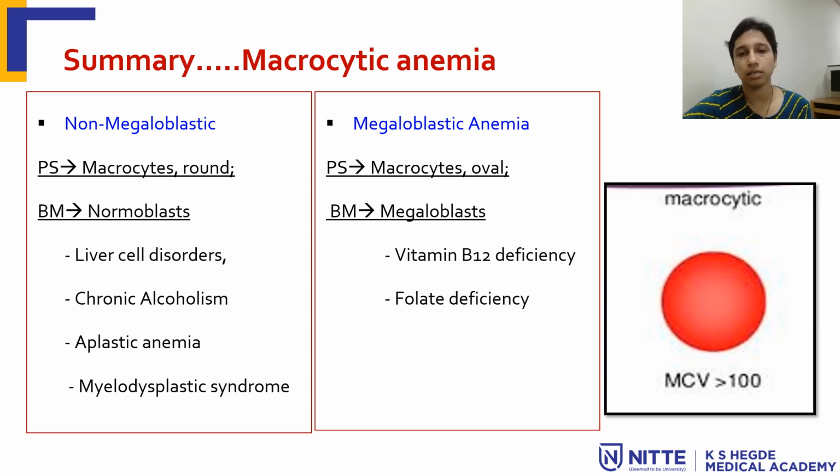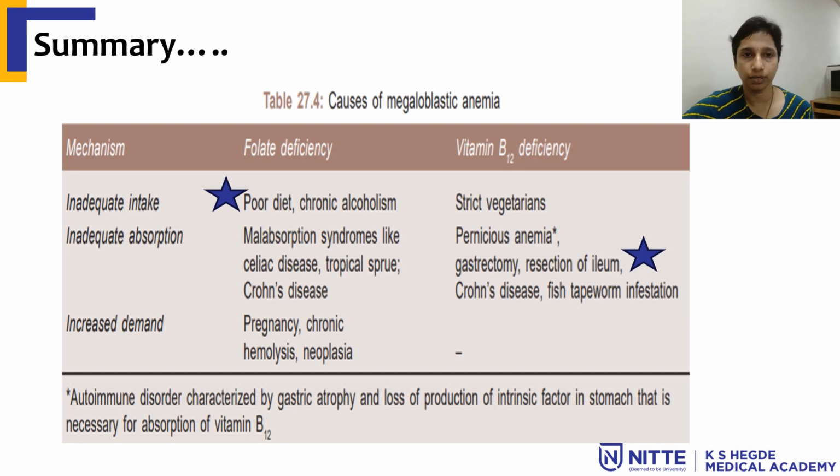Causes of megaloblastic anemia are vitamin B12 and folic acid deficiency. So the causes of folic acid deficiency, the main important cause is poor diet in folate deficiency, whereas in vitamin B12 deficiency, it is mainly the inadequate absorption, which is the most common cause of vitamin B12 deficiency.